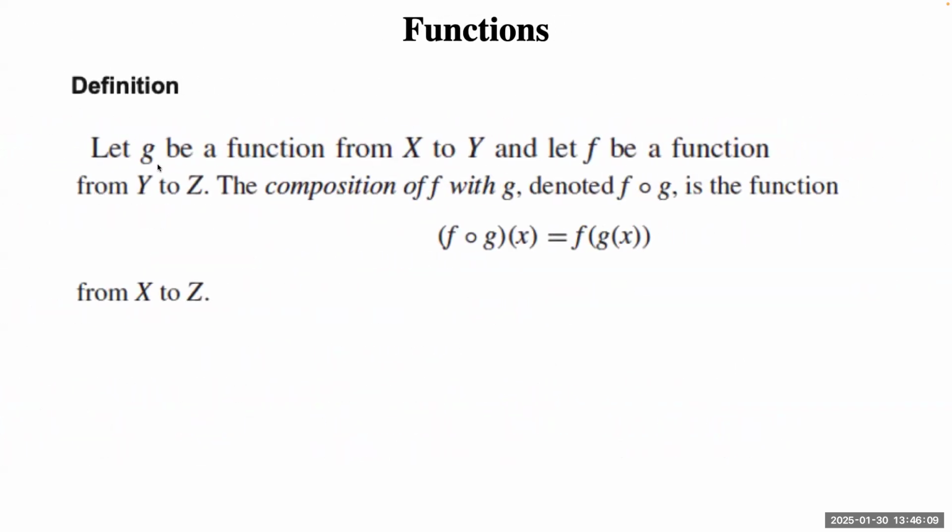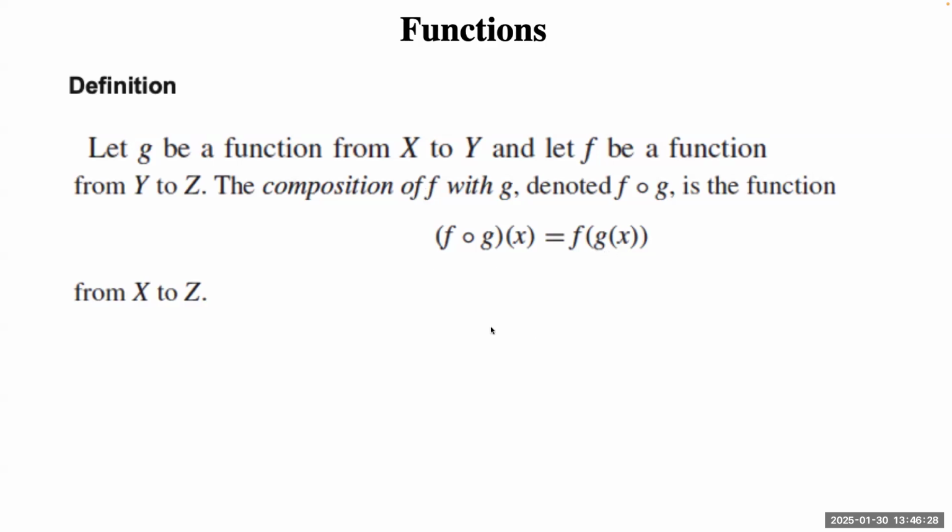If I let g be a function from X to Y and let f be a function from Y to Z, I can create what's called a composition of f and g, denoted f circle g. (f circle g)(x) is equal to f(g(x)). And this combined function goes from X to Z.